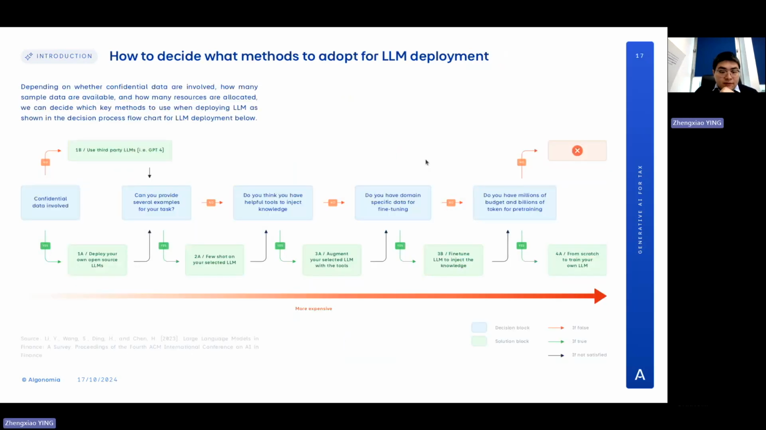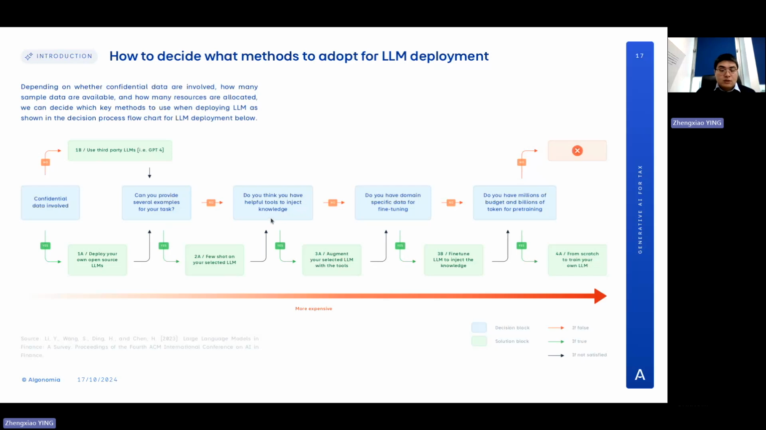Given the capabilities and limitations of LLMs, it's crucial to consider several factors before deciding on the deployment method. Some key questions include: is there confidential data involved? If so, you might need to consider on-premise deployment or strong privacy measures. Can you provide multiple examples for your tasks? If you can, including these examples in your prompt can help the model produce better results. Do you have tools to inject knowledge into the model?